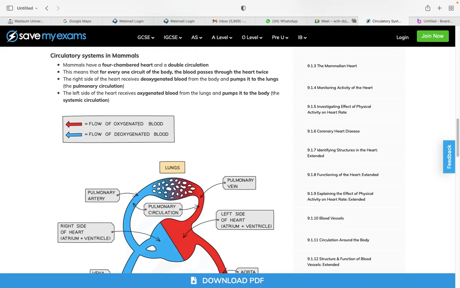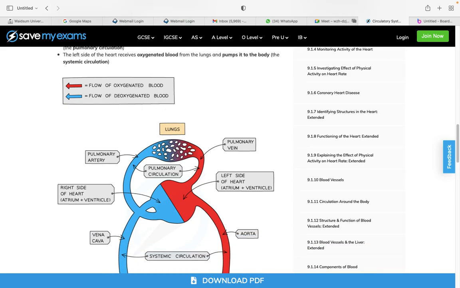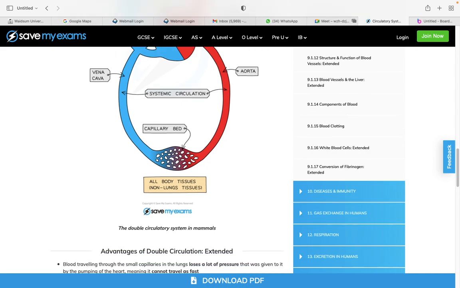The right side of the heart receives deoxygenated blood from the body and pumps it to the lungs. Deoxygenated blood contains carbon dioxide without oxygen, because the oxygen has been used up by the body cells. That blood needs to be pumped quickly to the lungs, and the carbon dioxide needs to be given to the lungs to be breathed out. Then the lungs give oxygen to the blood, diffusing it to the red blood cells, and it is brought back to the heart. So this is what is happening: four chambers and double circulation.